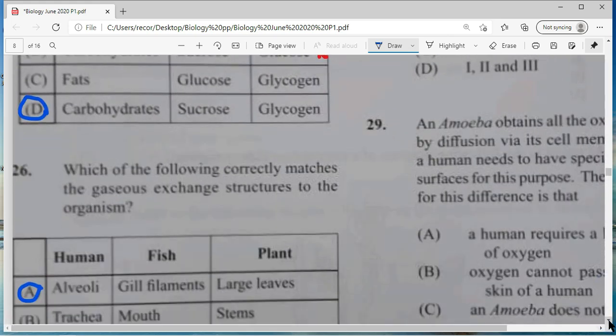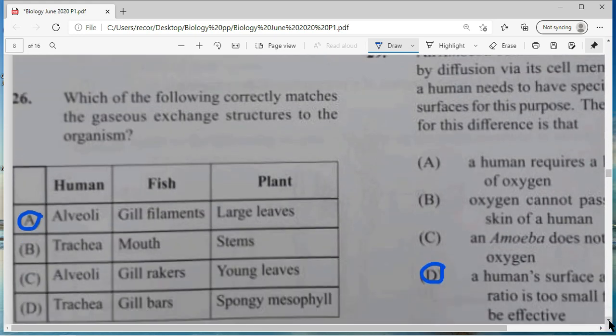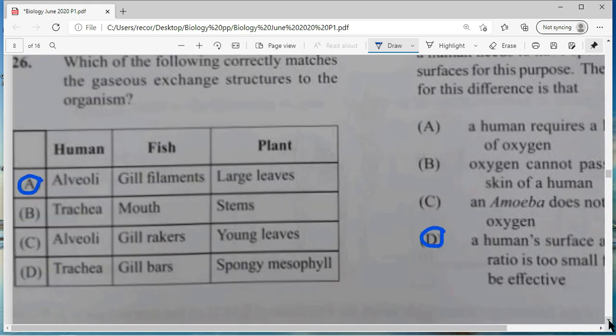We'll move to 26. Which of the following correctly matches the gaseous exchange structure to organism? Now, this is a repeated question, however, the position of the responses are somewhat different. So, A there being our answer, the alveoli is always going to be correct for a human, and there we have the fish. We have fish filament, or lamellae, one would say, and then the plant leaves, of course, must be large. So A there being the answer. The others are out. We really don't need to look at that. The gill rack and the gill bar, that would have thrown out everything. The mouth would have also helped to throw it out.